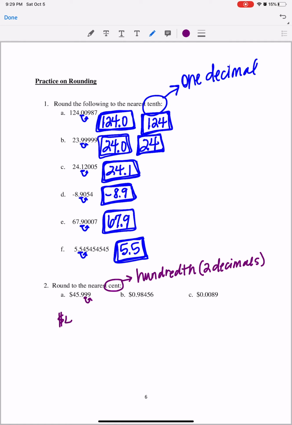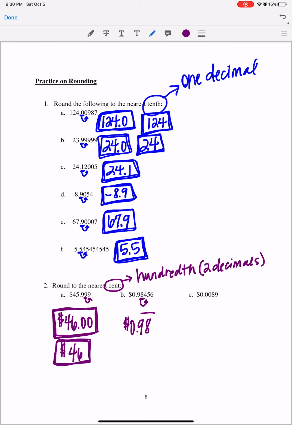And so, again, you can either say 46.00, since we're talking about money, right? That's what's going to show up on like a cash register. But that is the same as just $46 with no decimal behind it. On B, this 8 is in the hundredths place. So look at the one behind it. That 4 makes that 8 stay. So this is simply 98 cents.